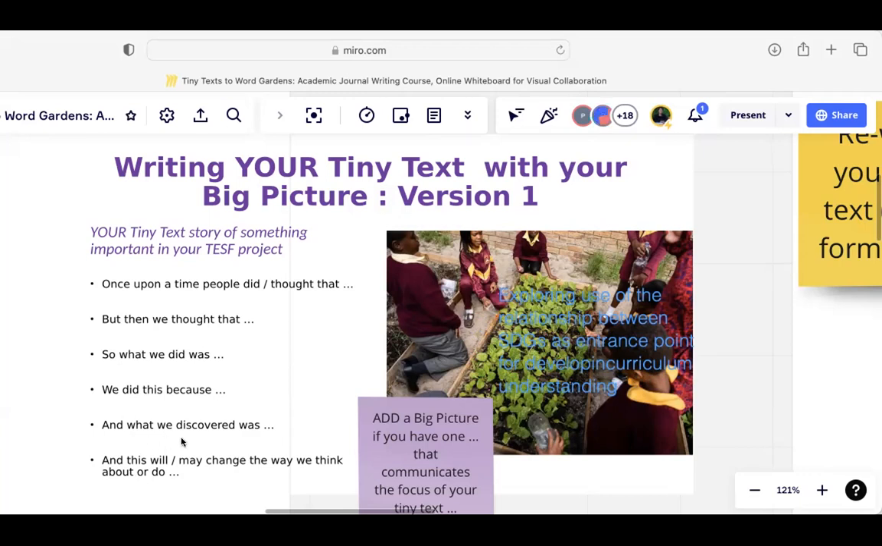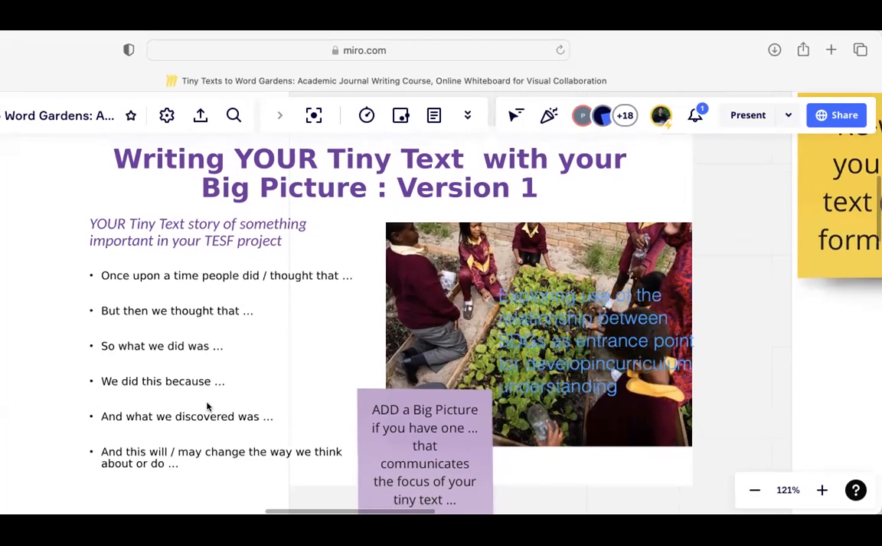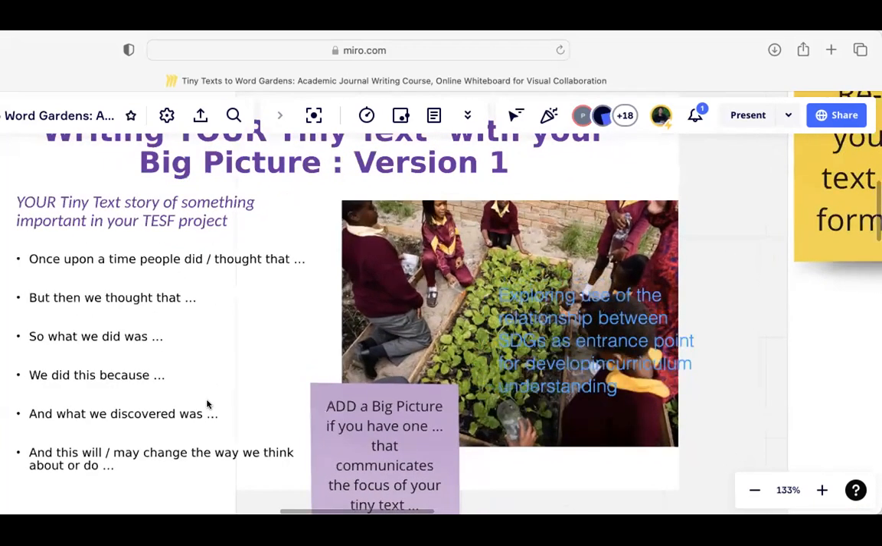It's free writing, so you don't have any criteria except to follow these little guidelines here. Once upon a time, people thought that, but then we thought that. So what we did was, we did this because, and what we discovered was, and this will or may change the way we think about or do what. So use these little lines to start. It's basically 1, 2, 3, 4, 5, 6 sentences that's going to make up your tiny text.